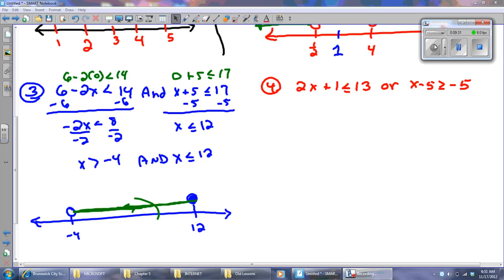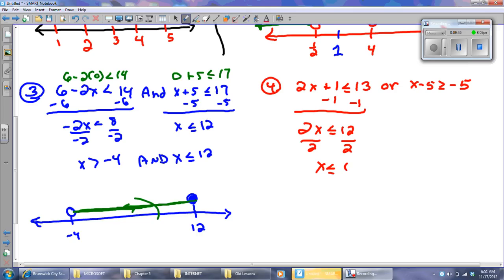Now, number 4 here is going to be a weird case. I'm going to go ahead and solve it. 2x is going to be less than or equal to 12. Divide by 2, divide by 2. x is going to be less than or equal to 6. Okay. Add 5, add 5. x is going to be greater than or equal to 0. So, or x is greater than or equal to 0.